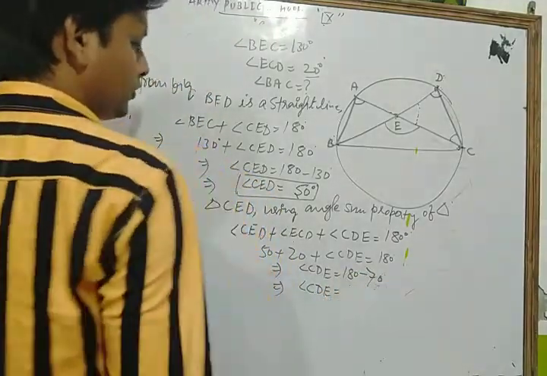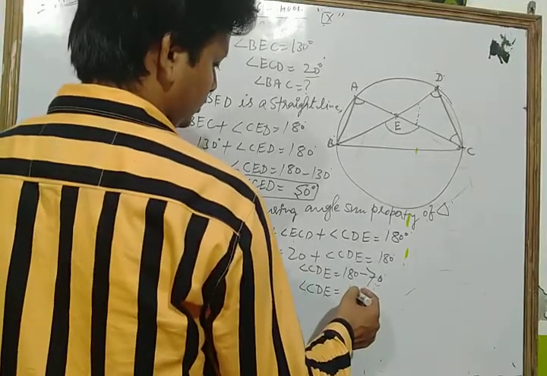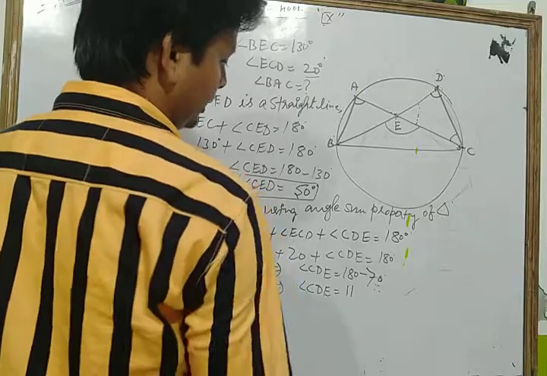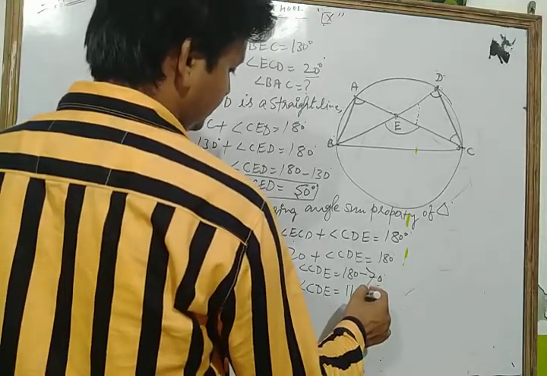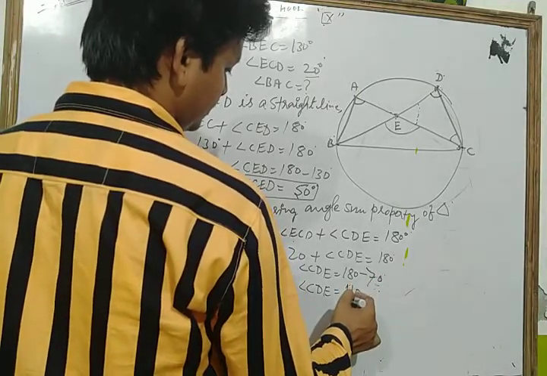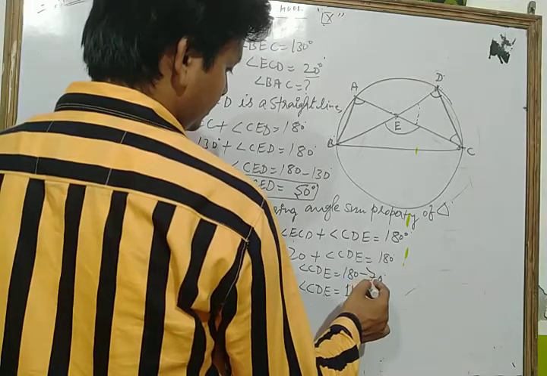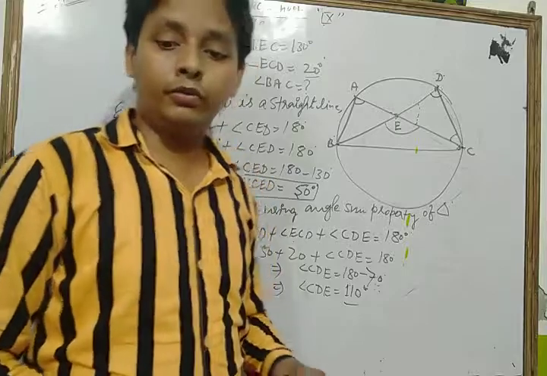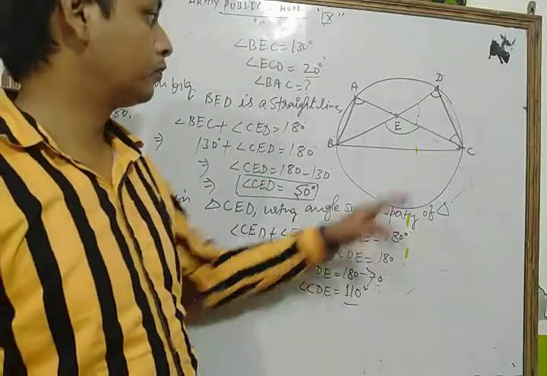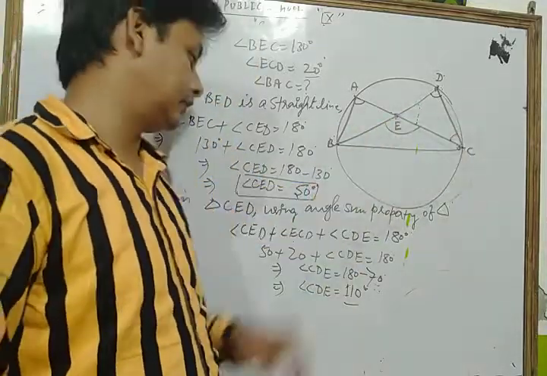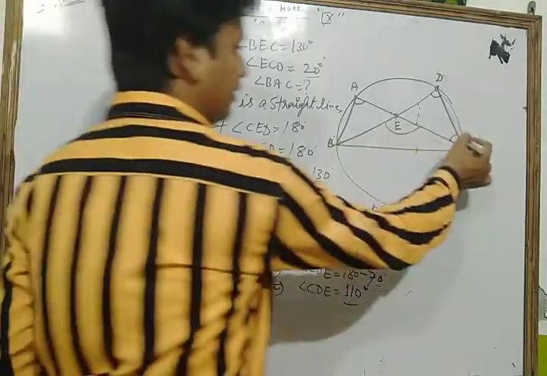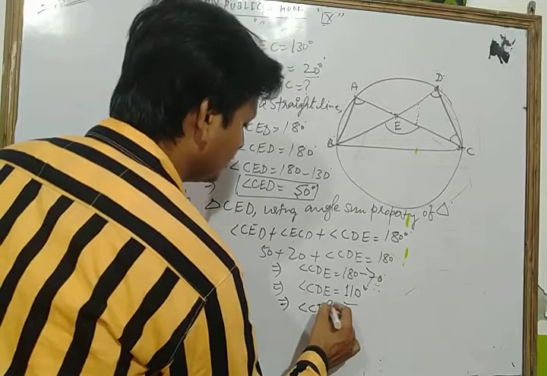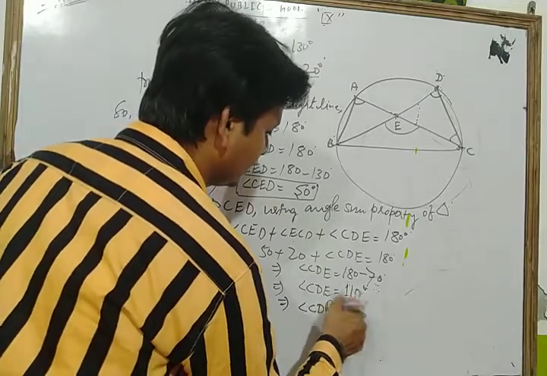So we have angle CDE is equal to 180 minus 70, which is 110 degrees. Now dear students, we have the value of angle CDE or CDB. CDE can be written as CDB also. So we can also write CDB as 110 degrees.